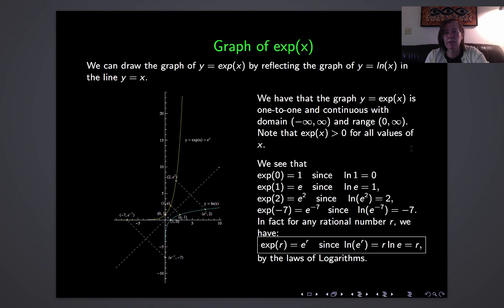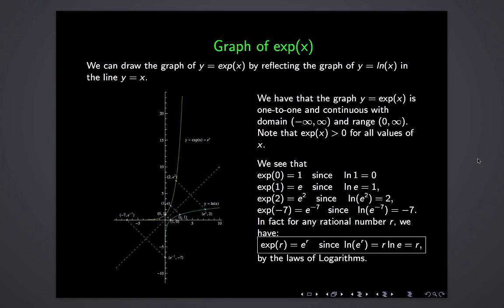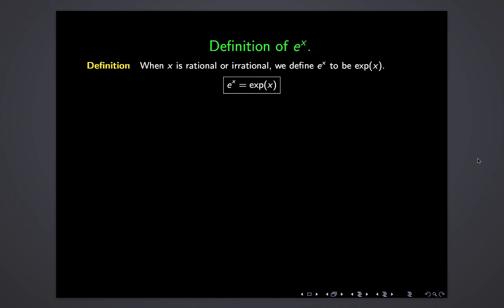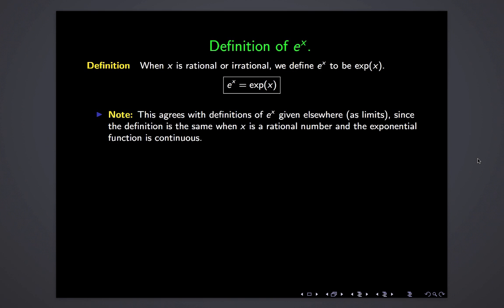And in fact, this works for any rational number r. According to our laws of logarithms, the natural log of e to the r is r times the natural log of e, which is r. Therefore, the exponential of r is e to the r. Now we know that the exponential of x is e to the x when x is rational. And remember that we haven't yet defined e to the x for x irrational. And we can use this new continuous function to join the dots and make such a definition. So we define e to the x for x irrational to be the exponential of x.